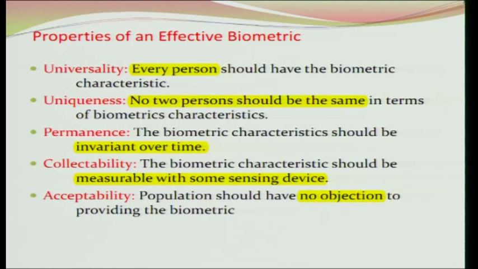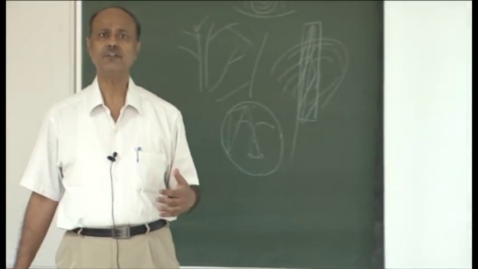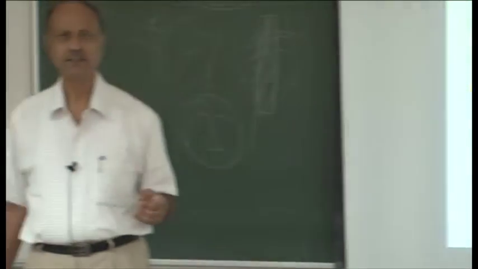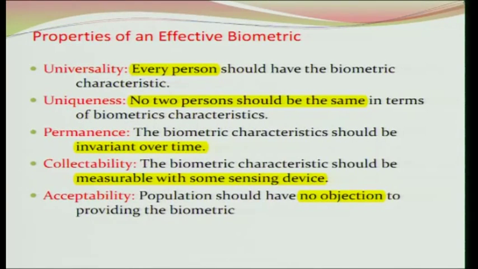Then collectibility: there must exist some sensor or some media through which I will be able to collect your data. Otherwise it will be difficult. I need your data in digital form, so how do I get it? And acceptability: the society must allow us to collect the data. Society should not feel that this is not to be given, and then you are in problem. So these are the 5 characteristics, and you will find that no biometric character satisfies all of them fully.